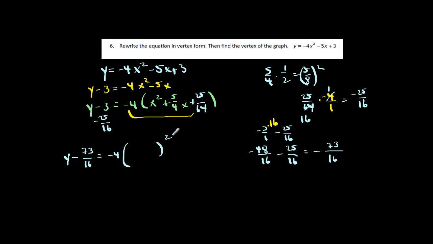This is a perfect square trinomial now. Again, I got carried away with my parentheses. x plus the square root of this, which is 5/8. And they want you to find the vertex. It's going to be the opposite of this, -5/8, comma, the opposite of this, 73/16. So these are your two answers.